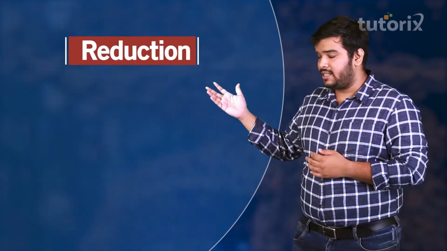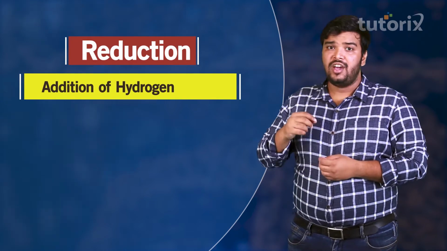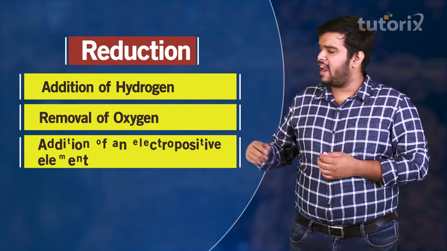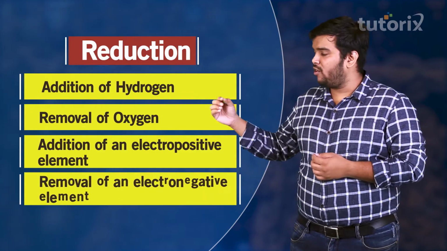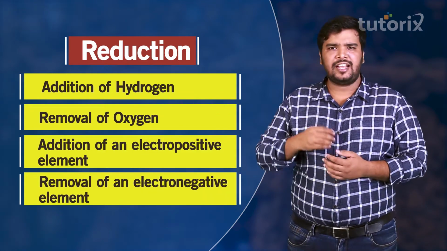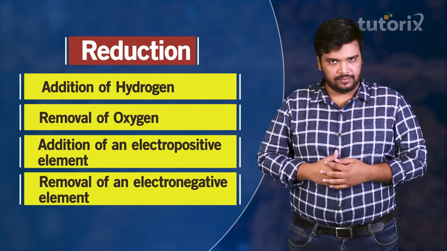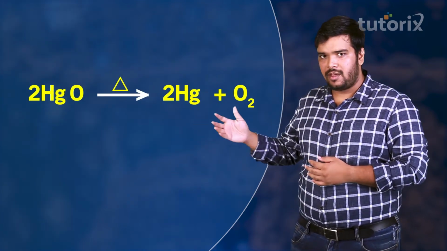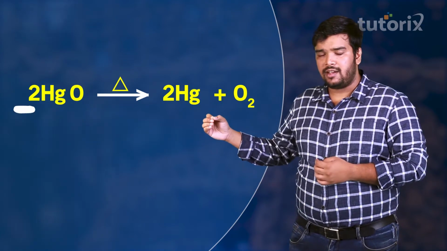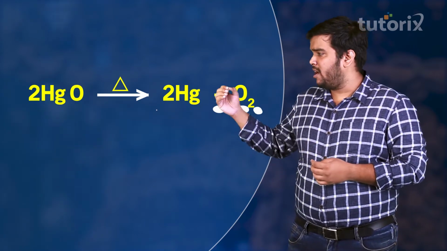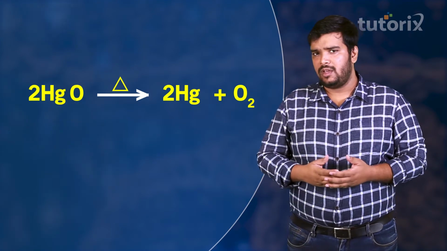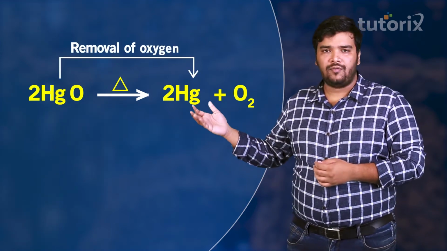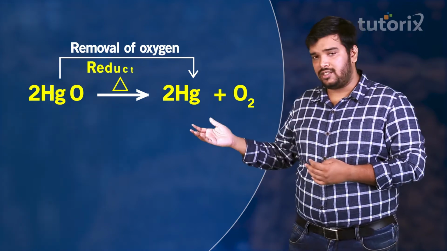Now, just the way the definition of oxidation was extended, similarly, the definition of reduction was extended. And what was that? Well, reduction is addition of hydrogen, removal of oxygen, addition of electropositive element, or removal of electronegative element. Now let's look at example of each of these cases one by one. So here we have the first reaction, where we have mercuric oxide and it is converting into mercury and oxygen on heating. Now here oxygen is being removed from mercury, therefore it is a reduction reaction.